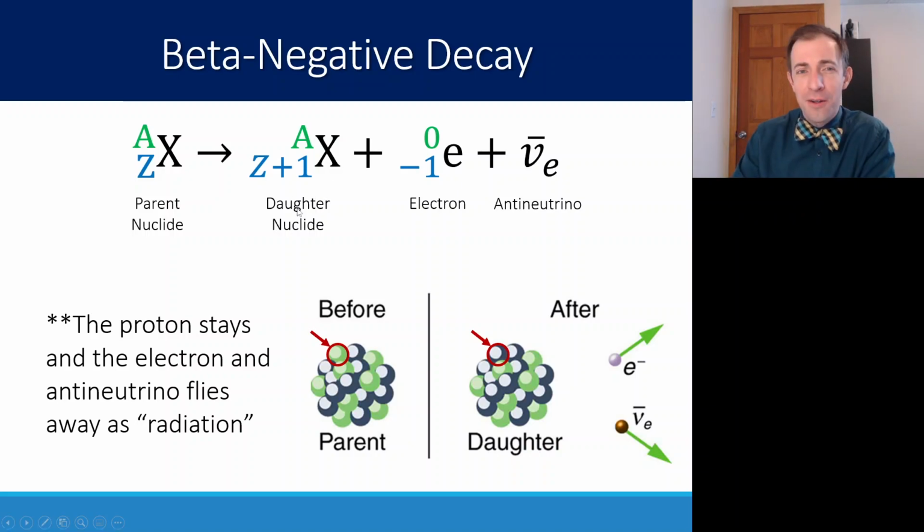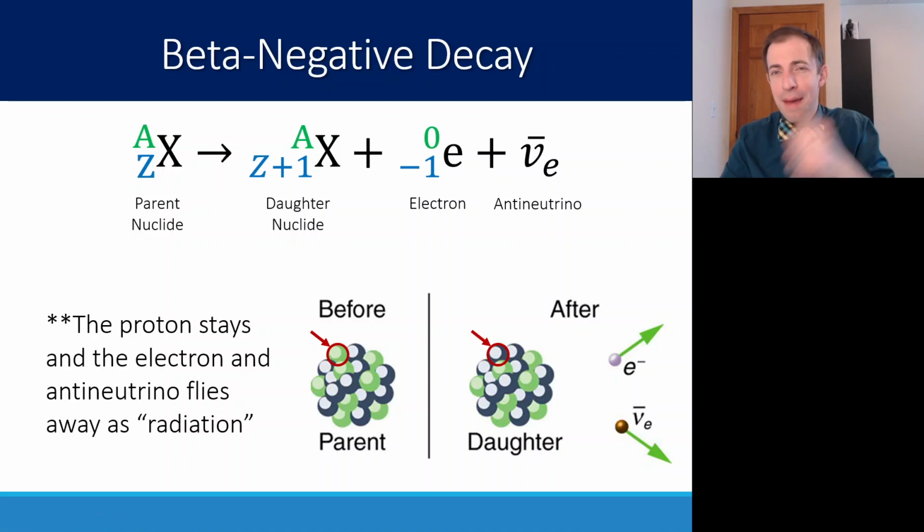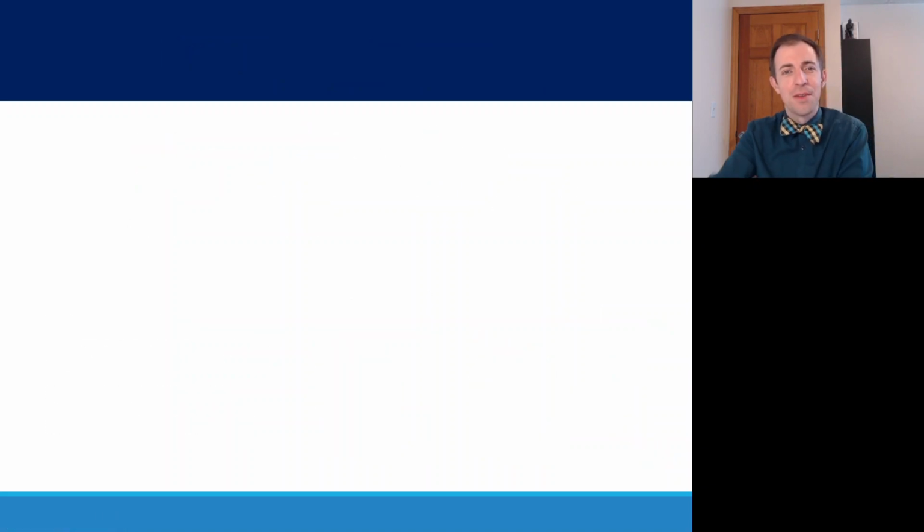What that means for our daughter nuclide is that the mass number stays exactly the same because a proton and neutron each have a mass of essentially 1. So the mass number stays constant, but the number of protons is now 1 higher because a neutron flipped into a proton. So my bottom number, the atomic number, goes up by 1 in the daughter nuclide. In the process, though, of course, we produce this electron and antineutrino, and those fly off, and that's what we sense as radiation elsewhere. So the parent nuclide turns into a daughter nuclide with 1 higher number of protons, but the same mass number, and then also an electron and antineutrino fly off as radiation.